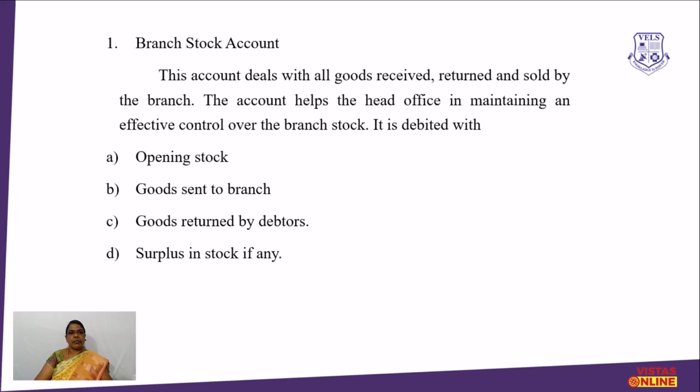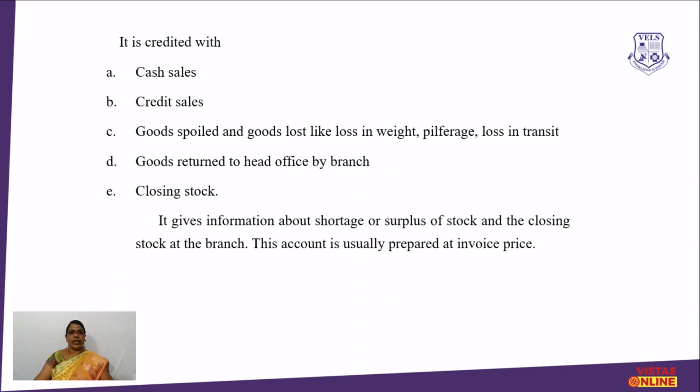First, we can see a brief explanation about the branch stock account. This account deals with all the goods received, returned and sold by the branch. The account helps the head office in maintaining effective control over the branch stock. It is debited with the opening stock, goods sent to branch, goods returned by debtors and surplus in stock if any. It is credited with cash sales, credit sales, goods spoiled and goods lost, like loss in weight, pilferage, loss in transit, goods returned to head office by branch, and closing stock.